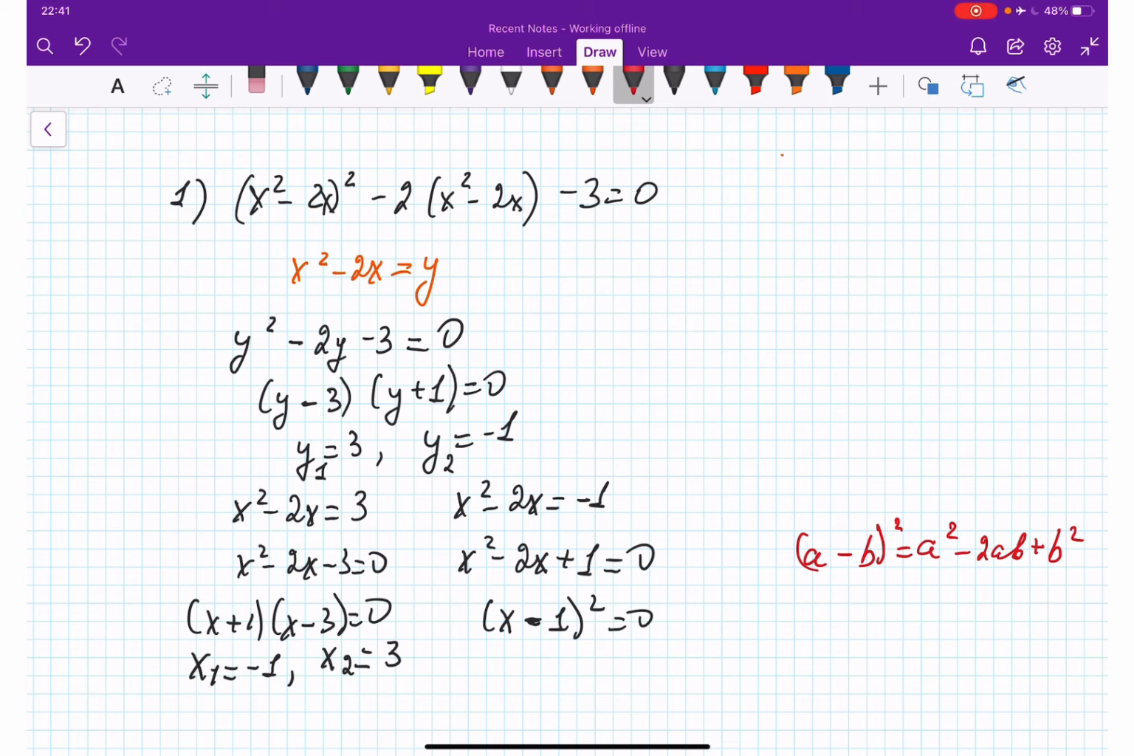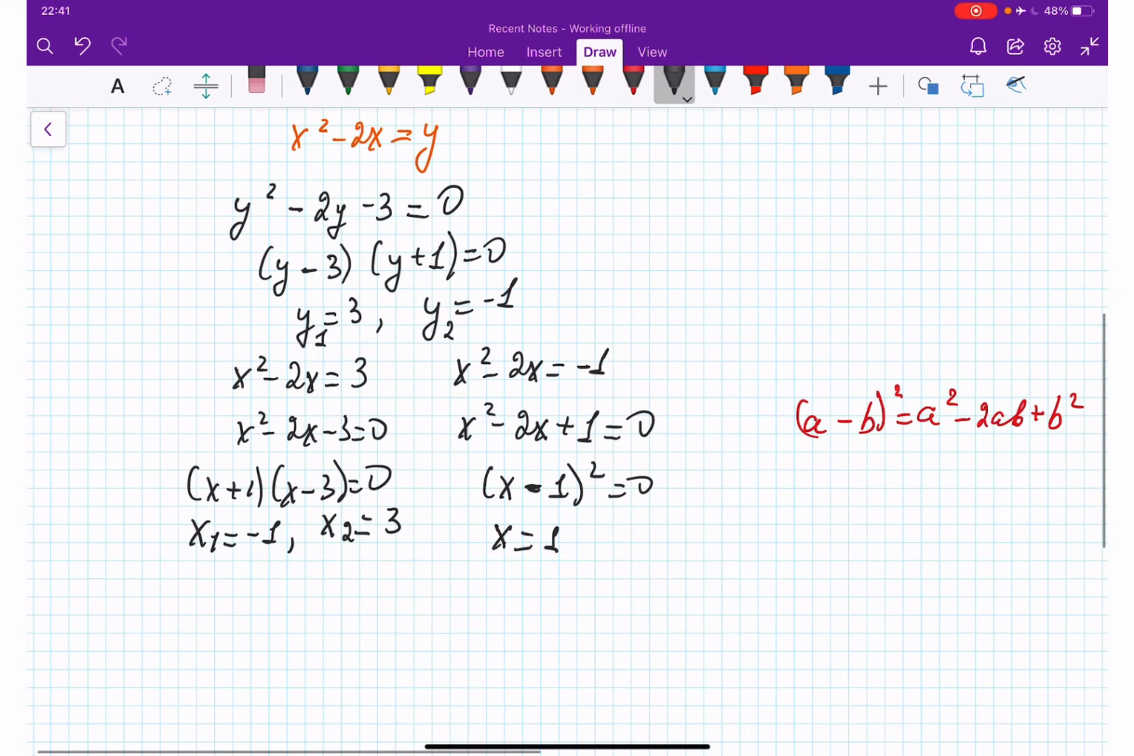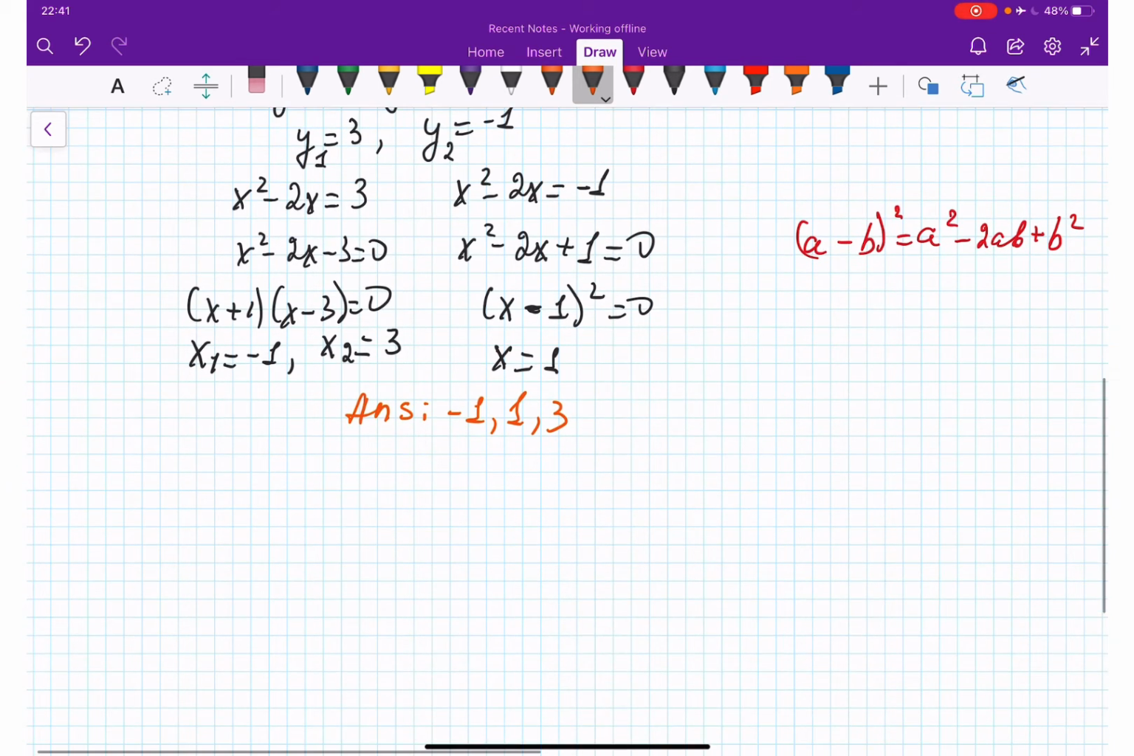And from here we are getting x is equal 1. So the answer, let me change the color so we can see the answer. It's going to be negative 1, 1, and 3. Okay, next example. Number 2.